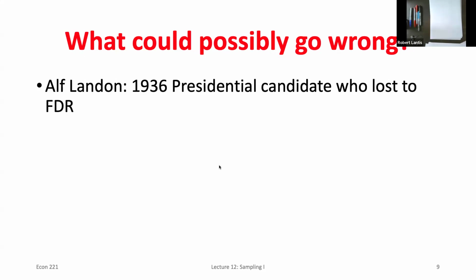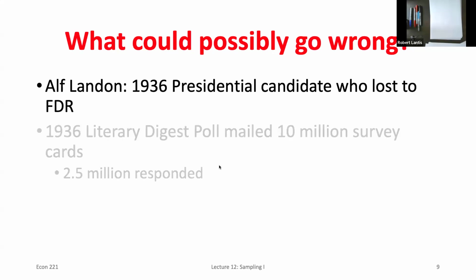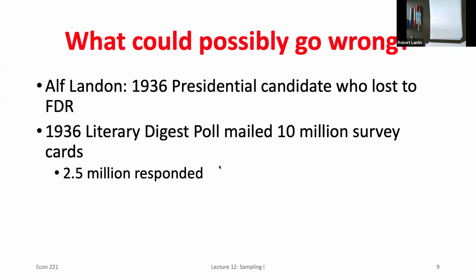So back in 36, FDR beat the Republican candidate Alf Landon, right? A really interesting paper was written about this, and I'll put the PDF up on Canvas. If you're interested, it's not required reading by any means, just there if you're interested. And I'll show you some of the screenshots from it.